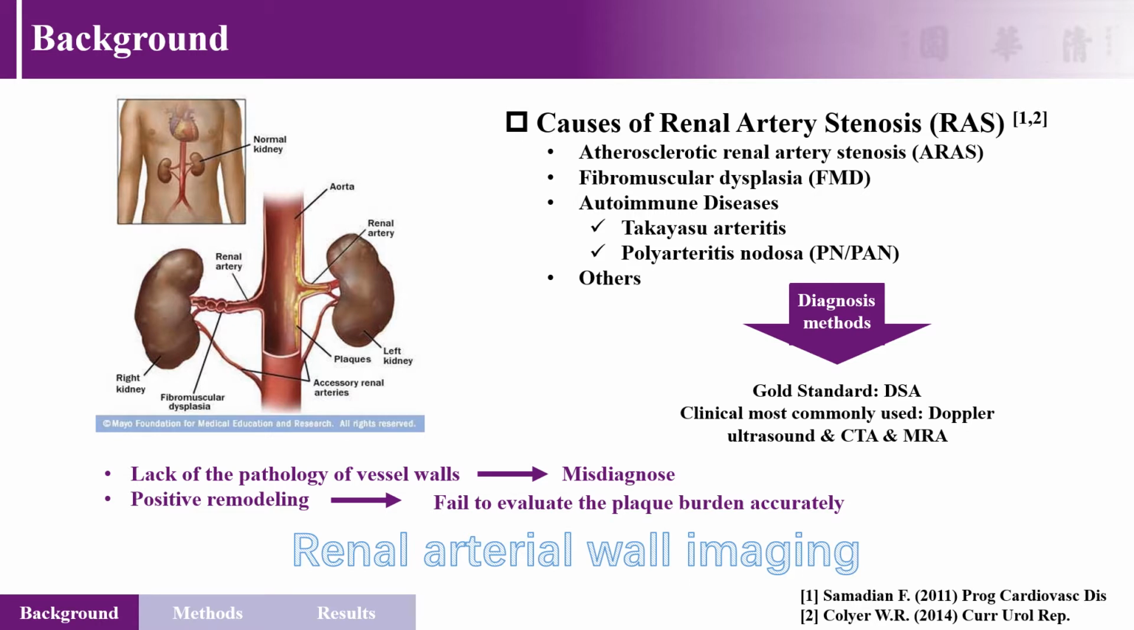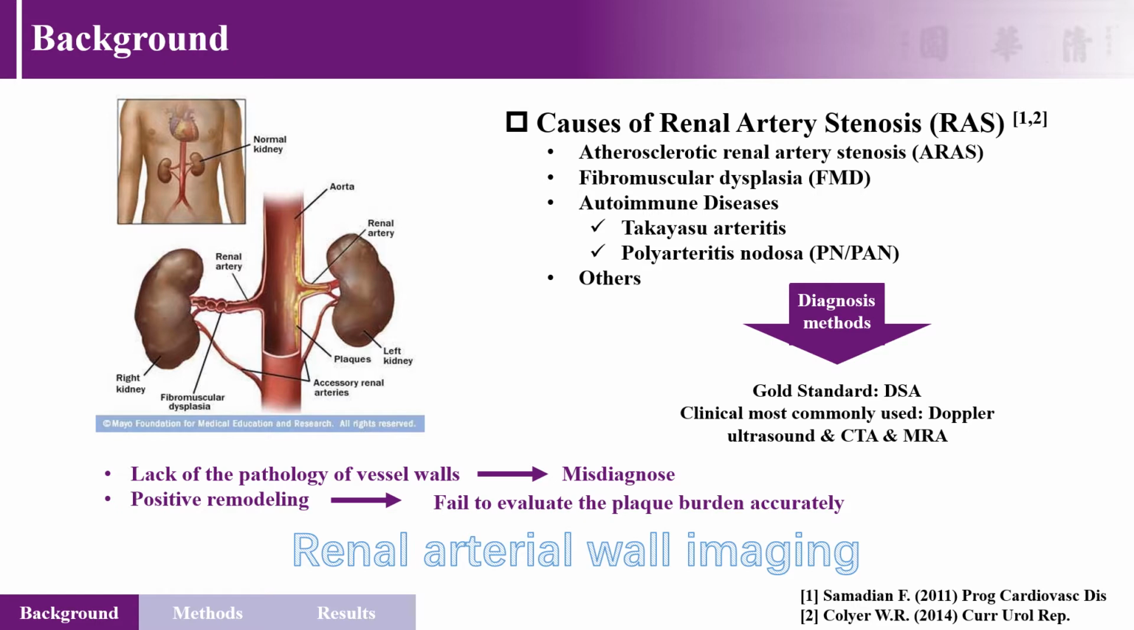Nowadays, the gold standard for renal artery stenosis is DSA. Besides Doppler ultrasound, CTA and MRA are also commonly used clinically. However, these angiographic techniques lack vessel wall information and could not differentiate the pathology of RAS, which could lead to misdiagnosis or failure in evaluating the plaque burden.